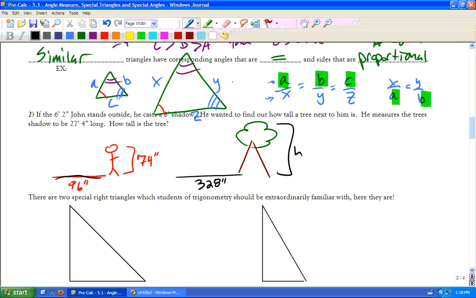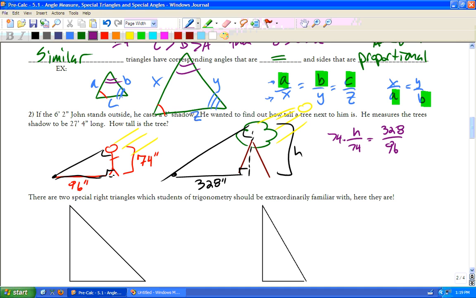Well, what we can assume is that the sun, since it's really far away, will be hitting John and the tree at the same angle, which means the angle from John's head down to the tip of his shadow and the angle from the tree down to the tip of the shadow will be equal. Also, it's fair to say that both of these would be right triangles because for the most part, John and the tree we're going to assume are heading straight up, which means these two are similar, which also means the sides are proportional. So we can say H over 74, those are the corresponding parts, will equal 328 over 96.